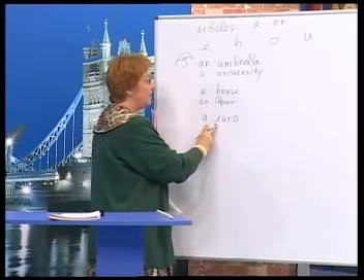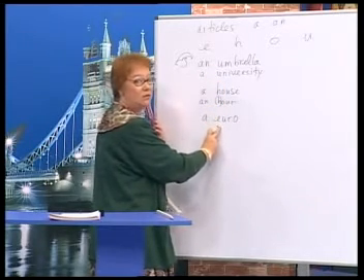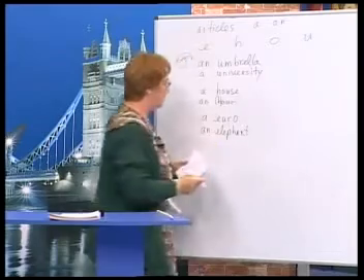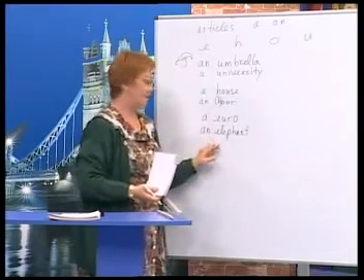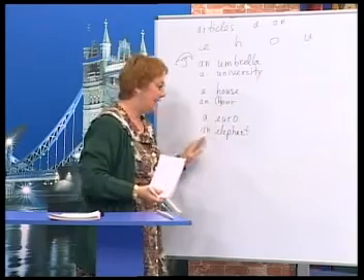Okay, here's another couple of examples. A euro. This one is kind of like a y sound. This is how we say it in English, a euro. And we can say an elephant. This one is normal. A euro, an elephant.